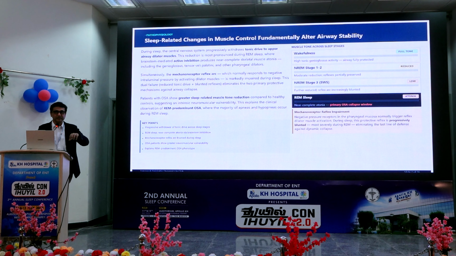REM sleep genioglossus atonia, we already discussed. Anatomical predisposition: there are a lot of anatomical deformities like macroglossia, low hyoid position, narrow mandible and retrognathia, obesity, short neck. The tongue volume is high but the bony box is small, which is why the tongue may collapse backwards. The anatomical predisposition is also a very important factor, as it alters the aerodynamics of the tongue.